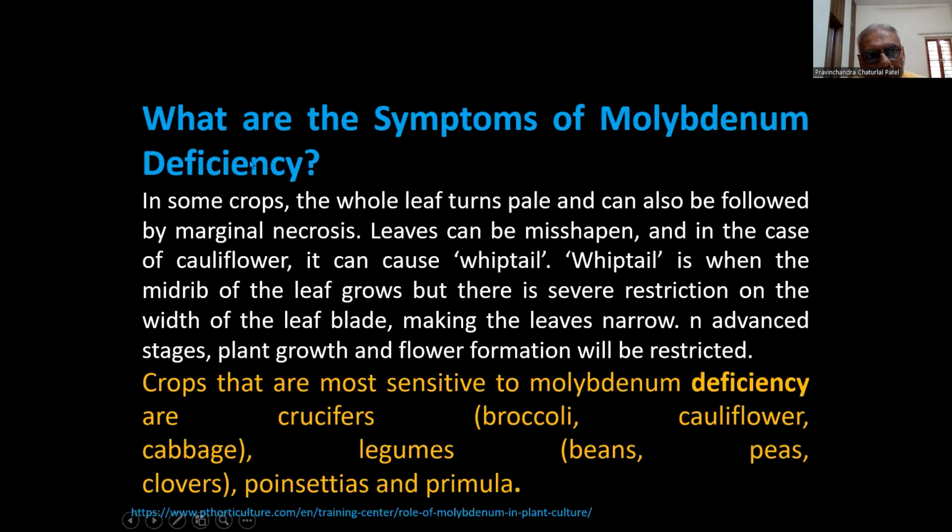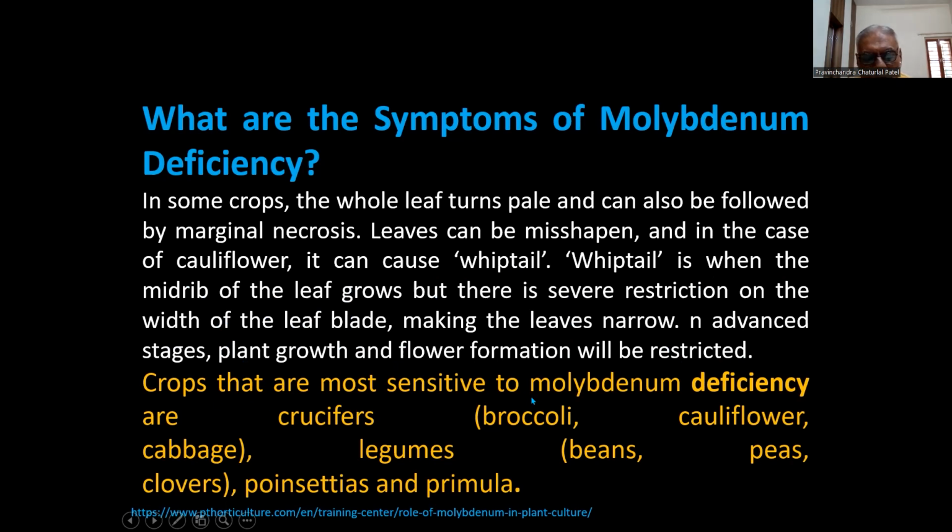What are the symptoms of molybdenum deficiency? In some crops, the whole leaf turns pale and can also be followed by marginal necrosis. Leaves can be misshapen, and in the case of cauliflower, it can cause whiptail. Whiptail is when the midrib of the leaf grows, but there is severe restriction on the width of the leaf blade, making the leaves narrow. In advanced stages, plant growth and flower formation will be restricted.